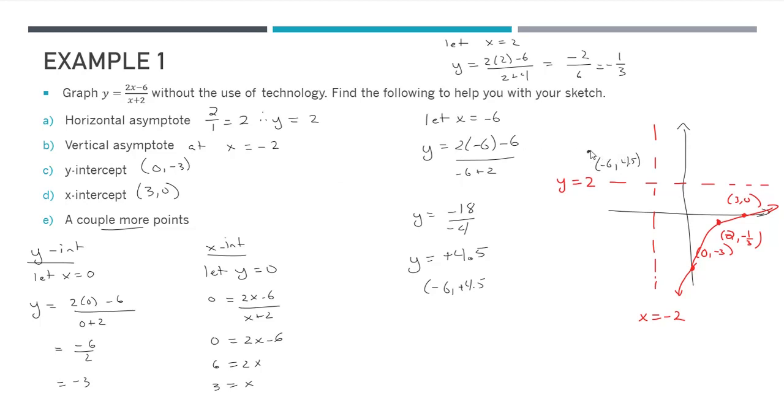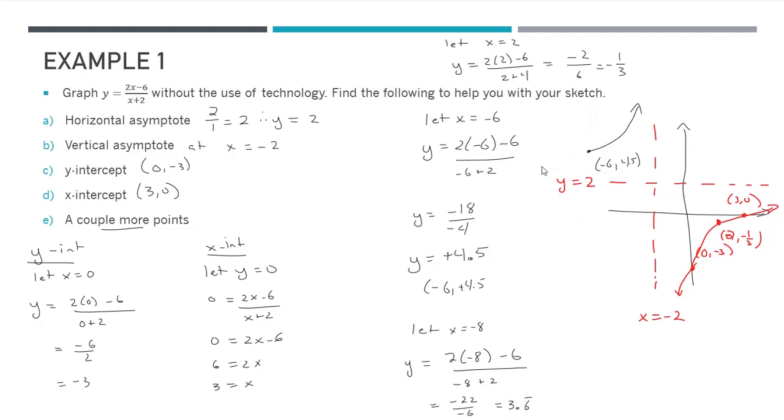All right, let's do another one, even maybe smaller. We know that it's going to approach this way as well. Let's just do one more. Let's do negative 8. So let x equal negative 8. And we're going to have y equals 2 times negative 8 minus 6, and then negative 8 plus 2. So here you get negative 16, negative 22 over negative 6, which is approximately like 3.6 repeating.